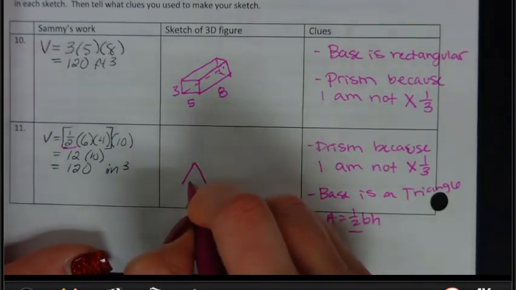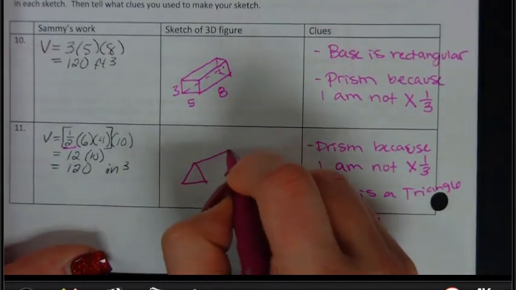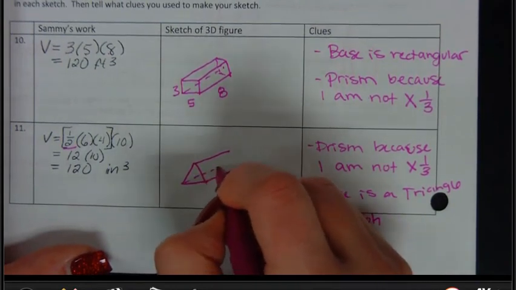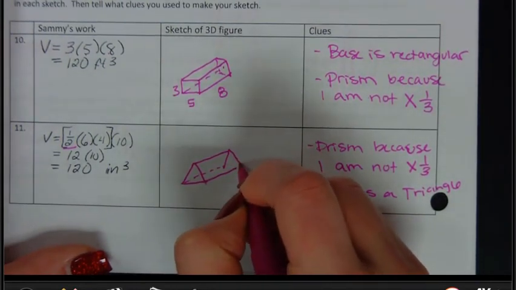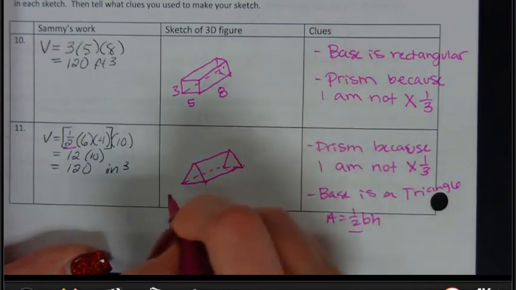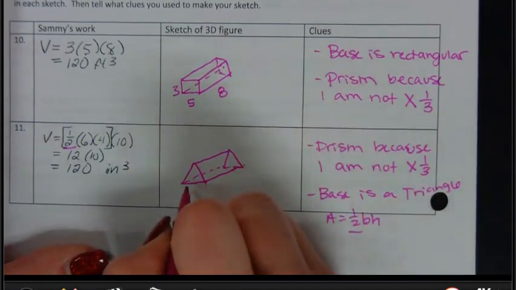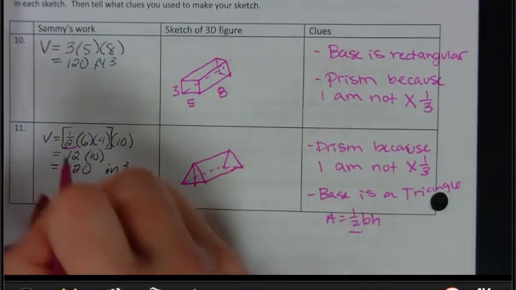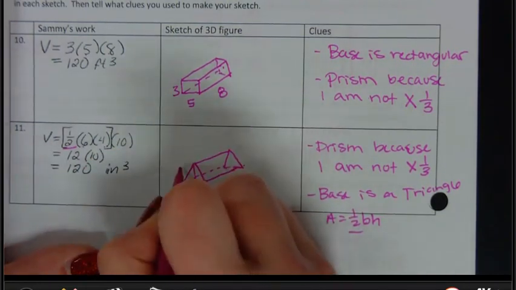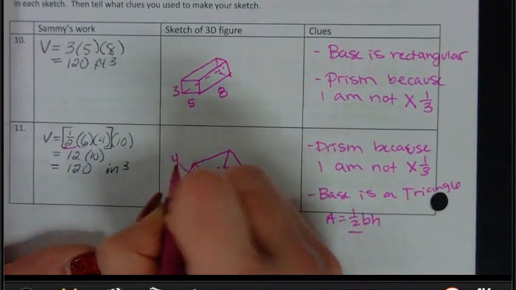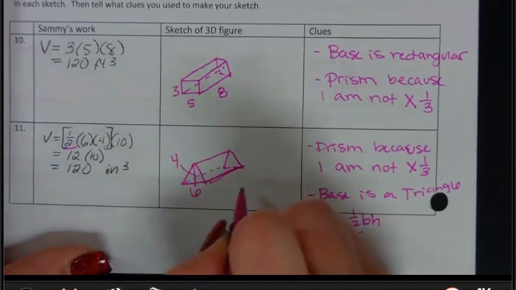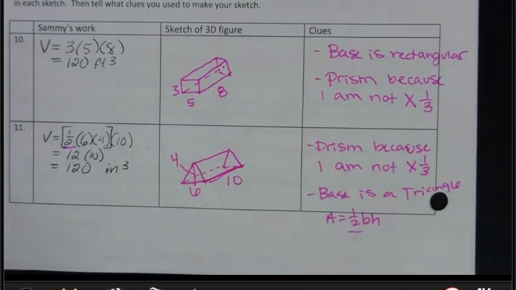So I'm going to draw one triangular base, and I'm going to try and get myself, oops, there we go, a triangle here. So it looks like it is going to be 1/2 base times the height. And if I go in this direction, the base is 6, the height is 4. And then the height of my prism is going to be 10. Okay. If you guys have any questions, please let me know.